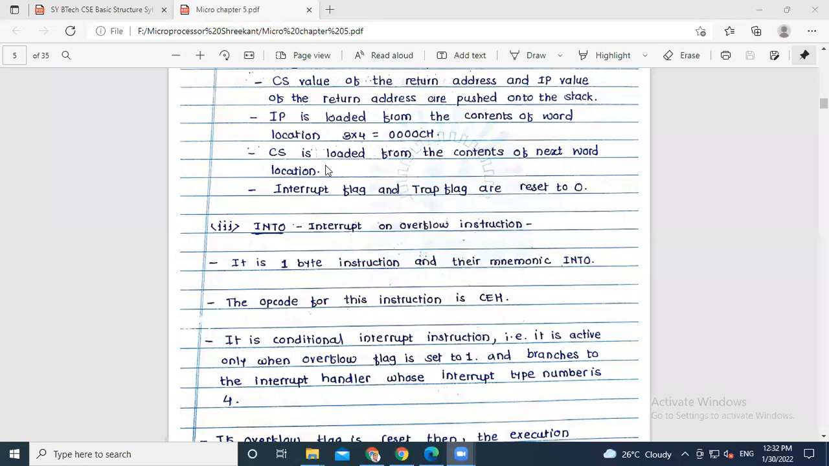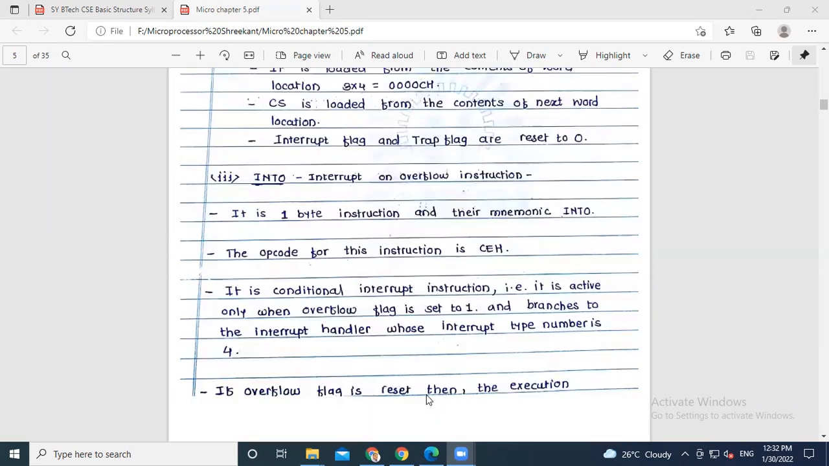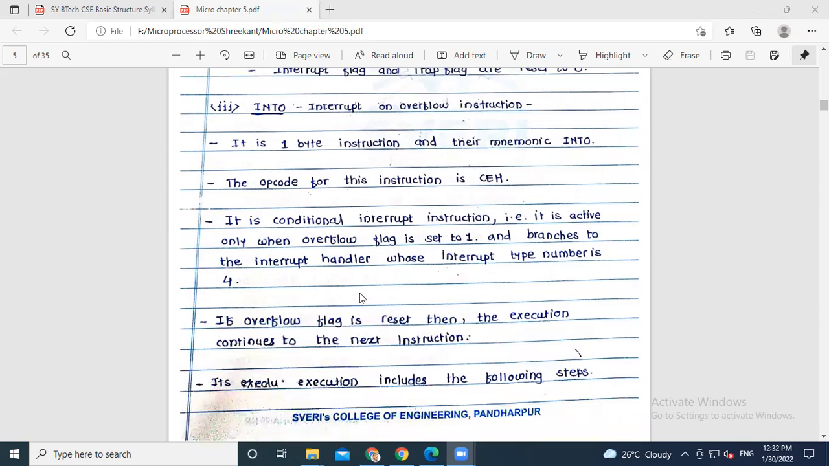Okay. So next one is the interrupt on overflow instruction. It is a 1 byte instruction with the mnemonic INTO. The condition for this interrupt instruction is that it is active only when the overflow flag is set to 1. Otherwise, it is not active. It branches to the interrupt handler whose interrupt number is 4. If the overflow flag is reset, then the execution continues to the next instruction. Otherwise, the interrupt comes and corrects it.